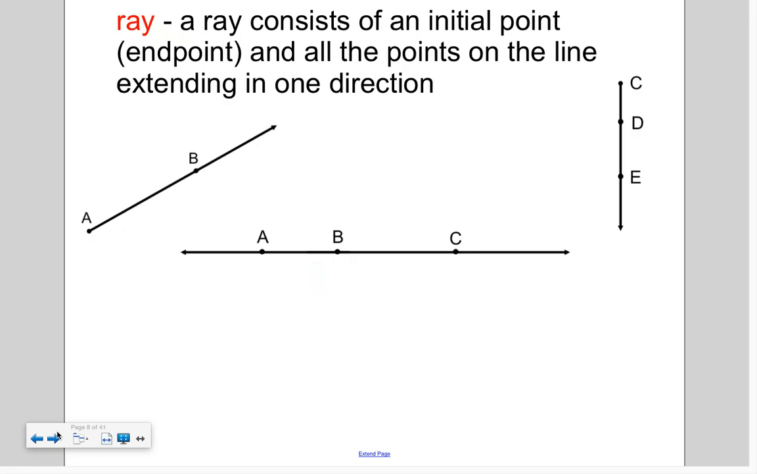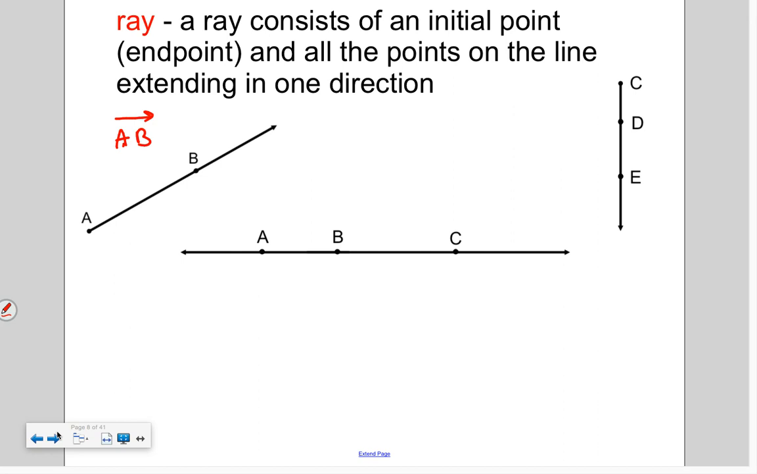A ray consists of an initial point, an endpoint, and all the points on the line extending in one direction. So it is important how we write down the rays, because rays are kind of a combination of the segment and the line. There's an endpoint, but it also goes forever. So when we say our names here, for this one on the left with just points A and B, this is ray AB. And I have to write it this way because A is the endpoint, that is the first point in the name, and since it goes through point B, B is the second.